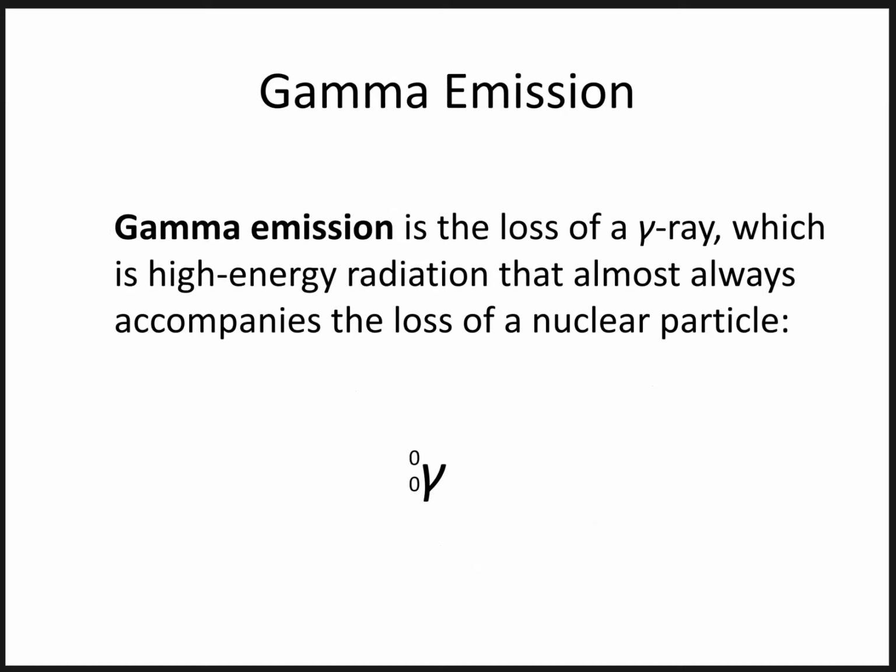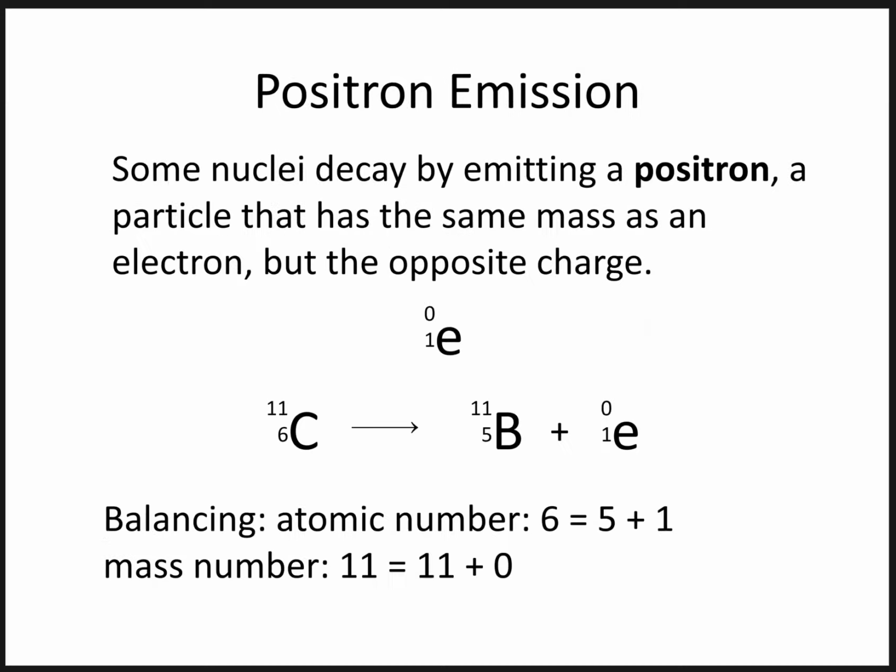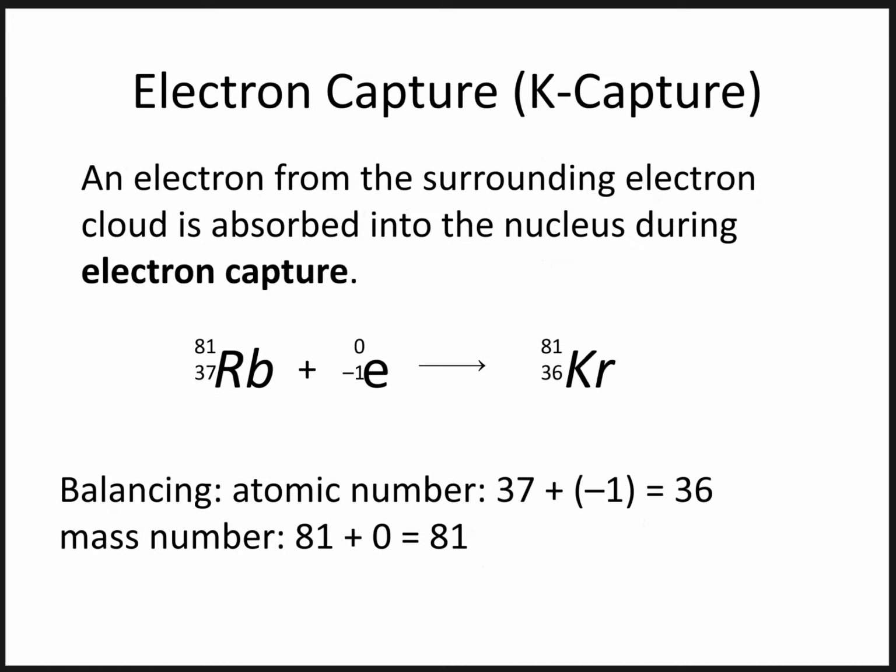Gamma emission is just represented with a gamma symbol. Positron emission is just the opposite of what we saw a minute ago, in that we have a positively charged particle with the mass of an electron. Electron capture is the only nuclear transformation reaction in which we have the subatomic particle as a reactant. Here we are actually slamming an electron into rubidium to produce krypton-81.